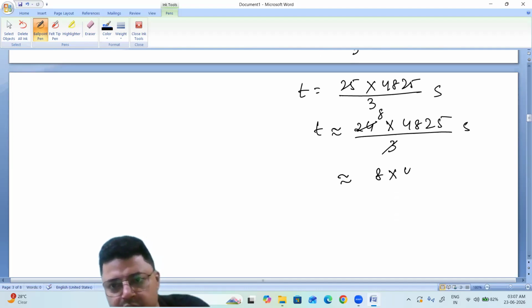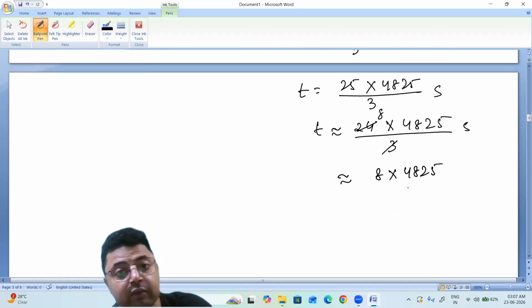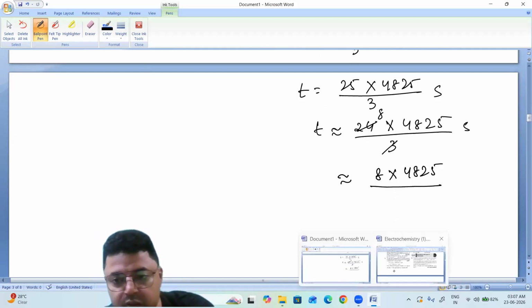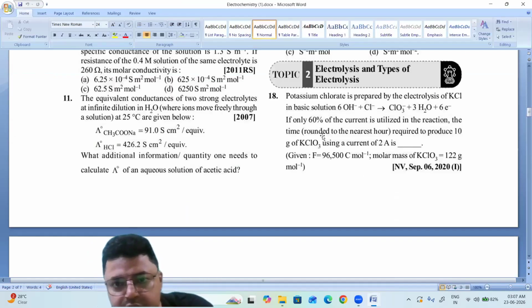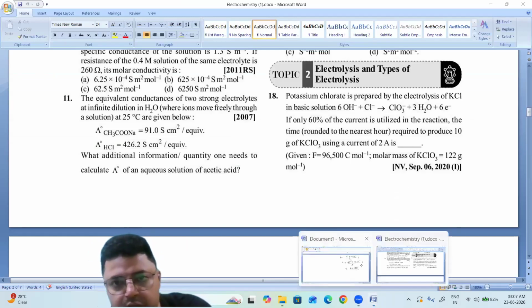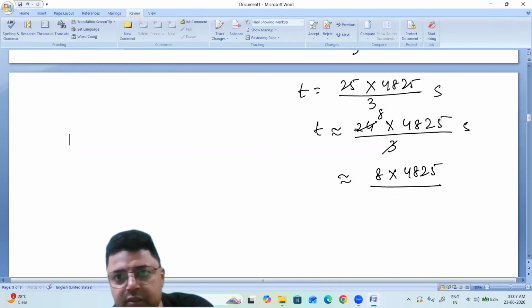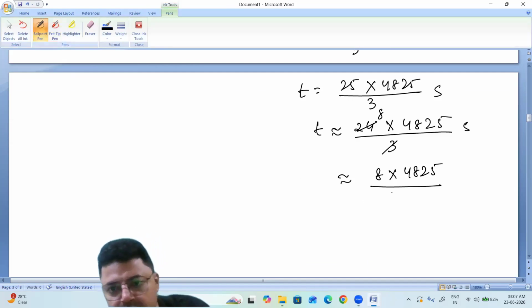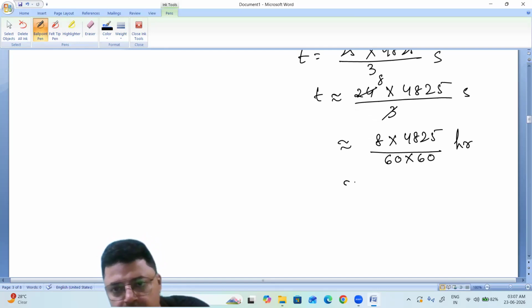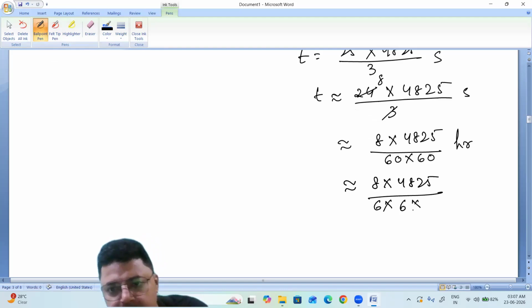The question asks us to find this in hours, round to the nearest hour. So as we are rounding to the nearest hour, we will divide it with 60 times 60, one for minute and one for hour. You can write it as 8 times 4825 by 6 times 6 times 100.